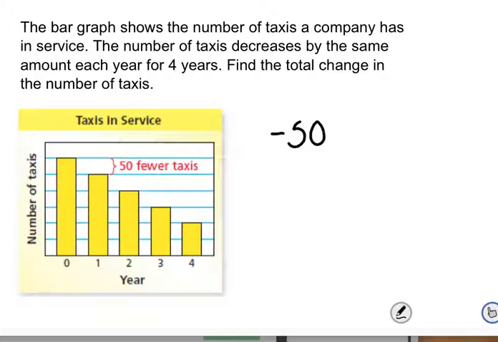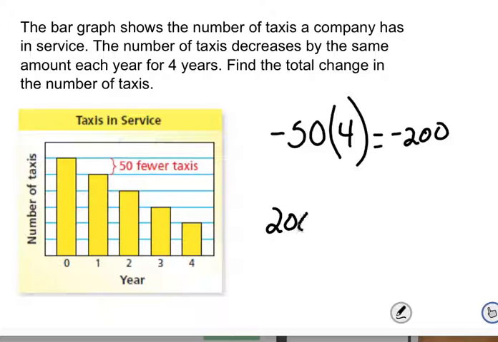How many years am I tracking this? 4 years. Is that going to tell me the total change of the number of taxis? Yes. Okay. So what's the total change? Negative 200, or 200 less taxis. If you say negative 200, you've still got to throw the word taxis on it. Because that would tell me that it's losing 200 taxis in 4 years.